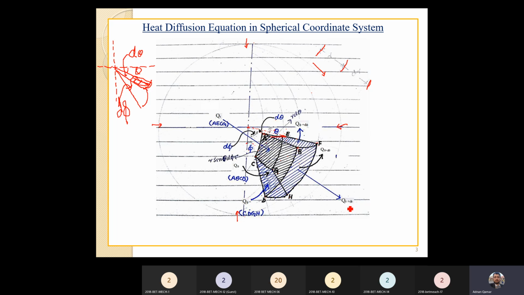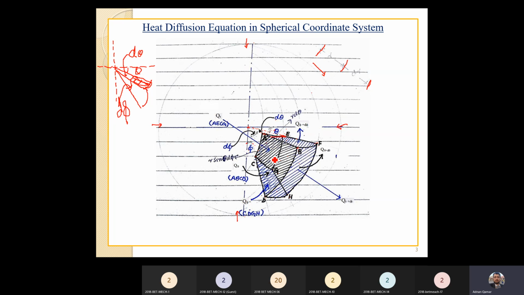Okay, now consider the heat in the theta direction, in this direction. Theta direction is this one, A to E or B to F.